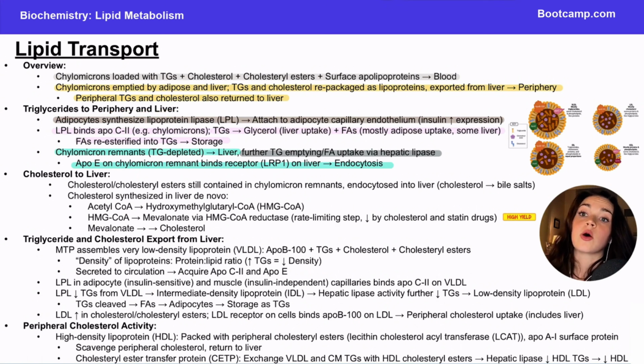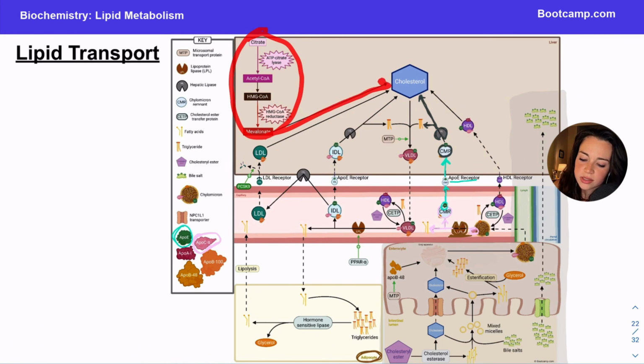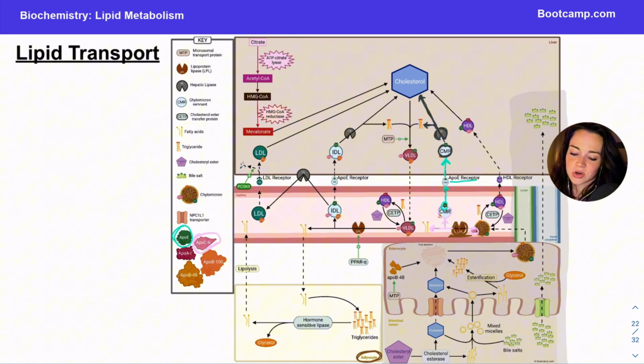Now let's talk about how cholesterol gets into the liver, part of which we just saw, right? Those chylomicron remnants still contained cholesterol and cholesterol esters. So when those chylomicron remnants were endocytosed into the liver, that brought cholesterol into the liver as well. However, cholesterol in the liver is also synthesized de novo. So back to our diagram, right? Here was the chylomicron remnant that had made it into the liver, being emptied by hepatic lipase to release its cholesterol into the liver. But then as you can see over here, another source of cholesterol in the liver is this de novo cholesterol formation.